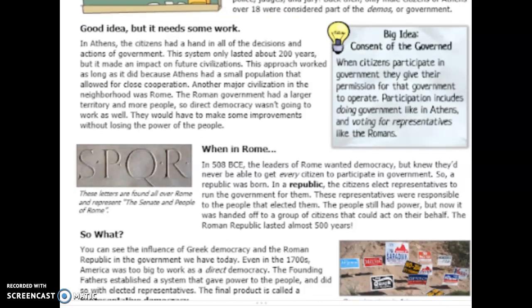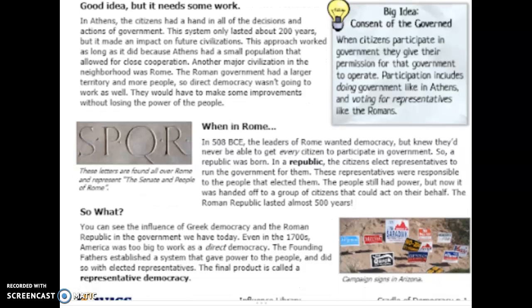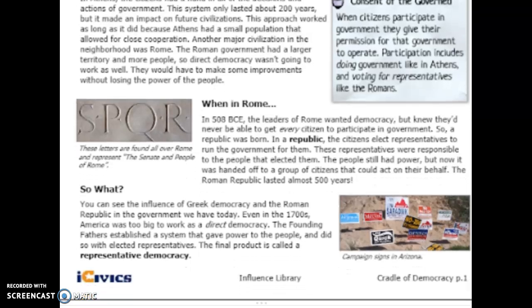Another major civilization in the neighborhood was Rome. The Roman government had a larger territory and more people, so direct democracy wasn't going to work as well. They would have to make some improvements without losing the power of the people.